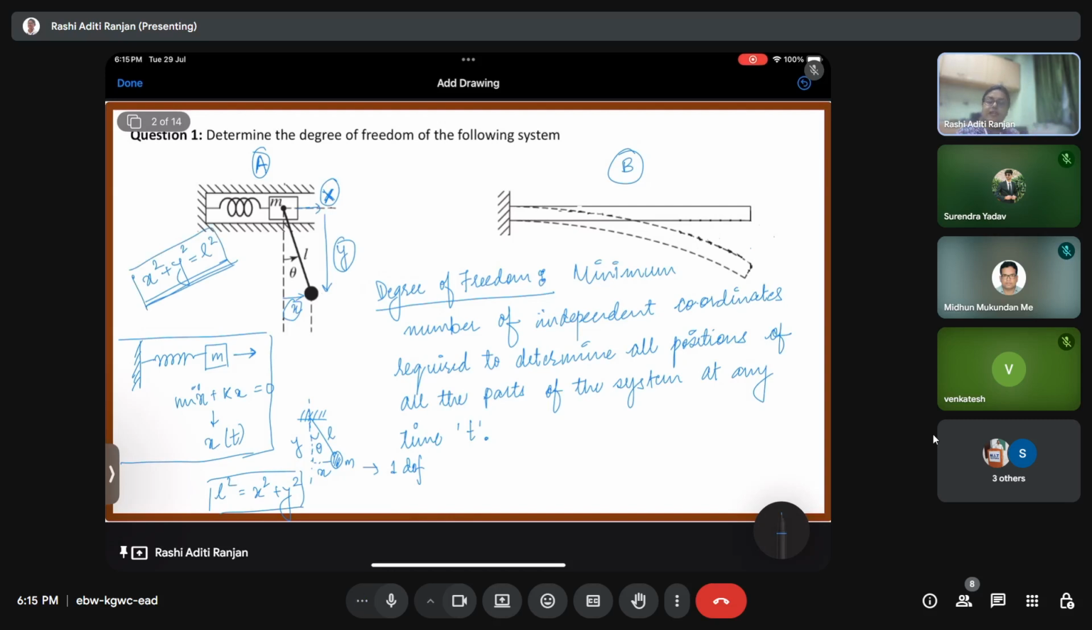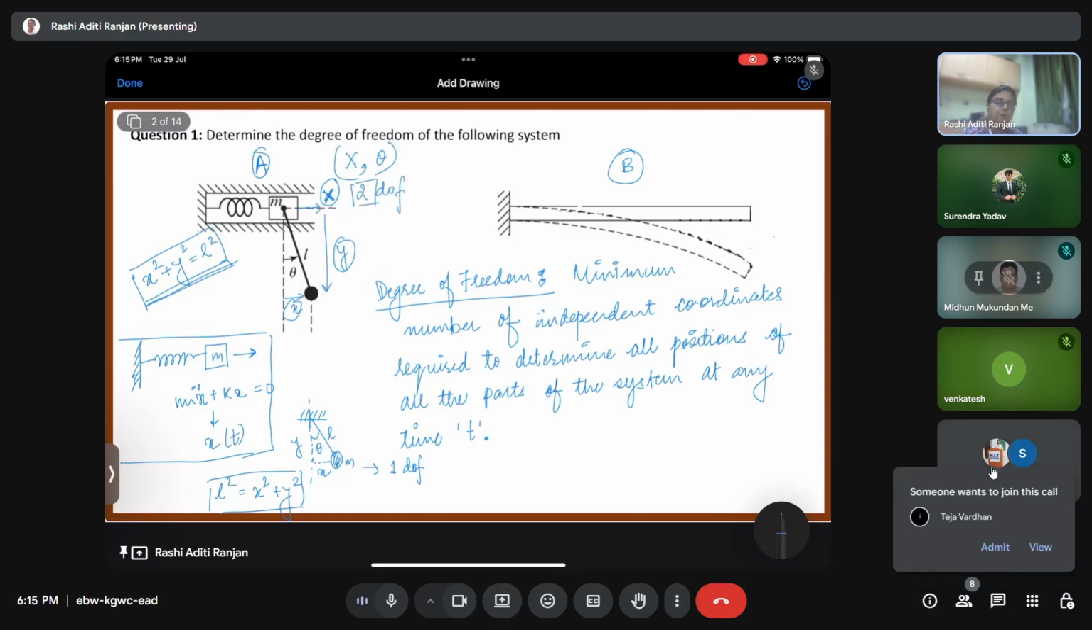So in that case, we can take minimum one coordinate for the bob, again theta. So all we need is x and theta in order to find out the position or velocity of the bob or the mass. So this is a 2 degree of freedom system. Okay.